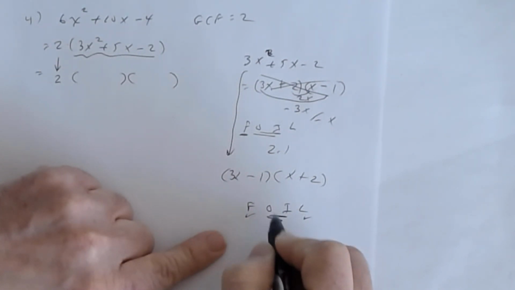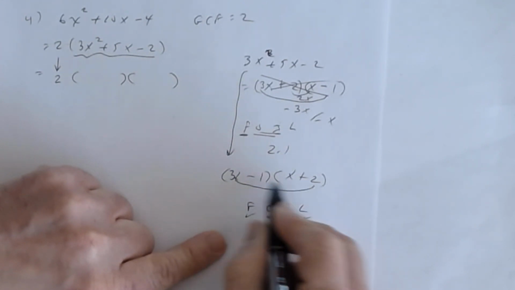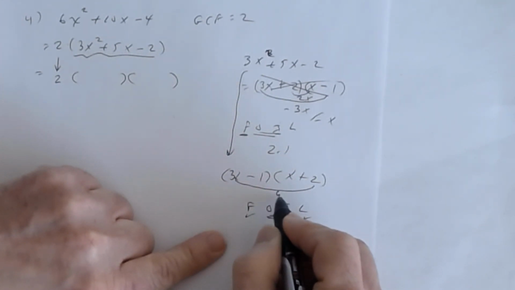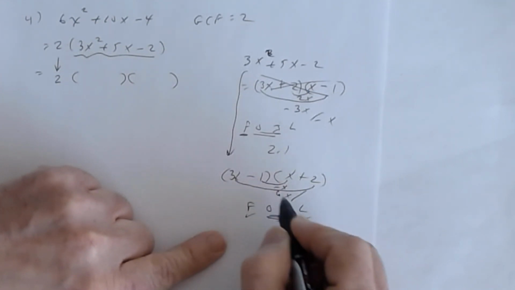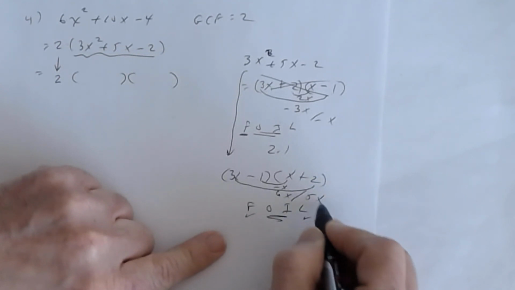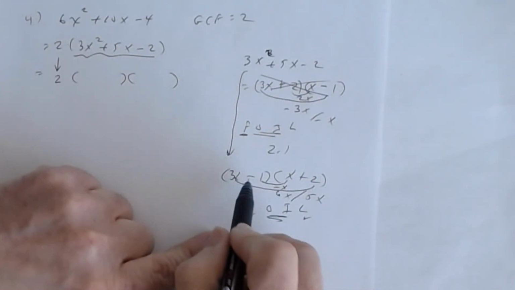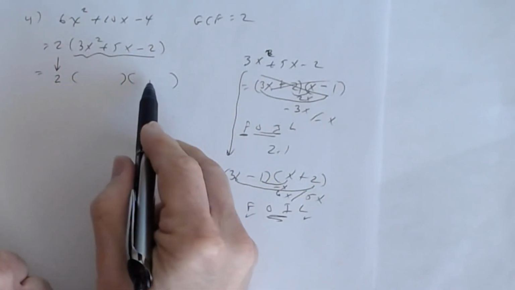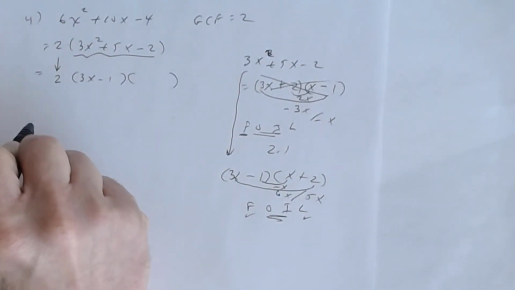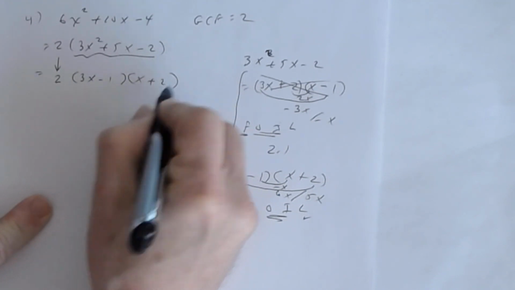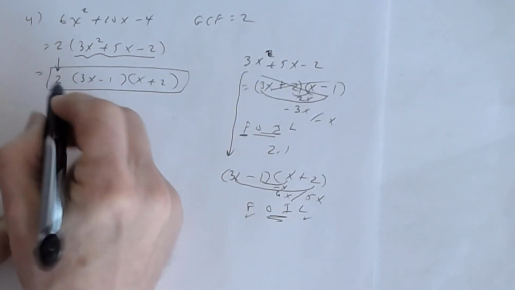Now let's do the outer and the inner. The outer, 3x times 2, is 6x. The inner, negative 1 times x is negative x, and notice when I add them up, a negative 1x and a positive 6x is a positive 5x, and that's what you wanted. So this goes here now. So it'll be 3x minus 1 times x plus 2. All right? So notice that's your answer, though.